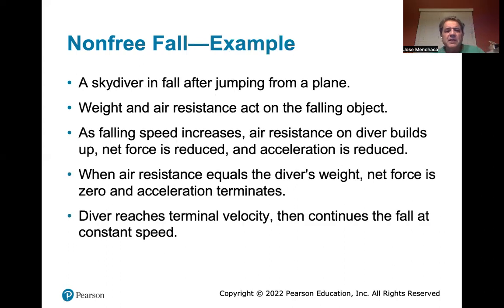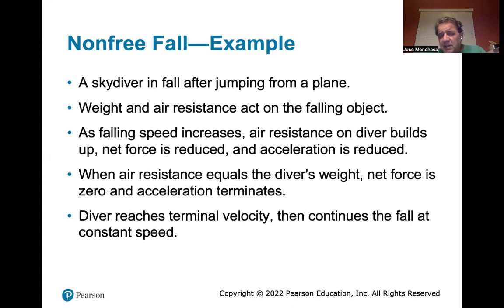Non-free fall example: a skydiver in fall after jumping from a plane. Weight and air resistance act on the falling object. As falling speed increases, air resistance on the diver builds up, the net force is reduced, and the acceleration is reduced. If the net force is reduced, the acceleration is reduced.